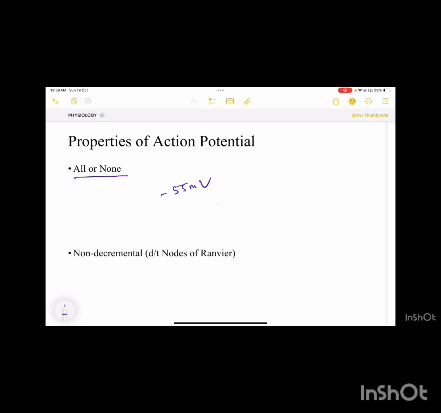Then it is non-decremental in nature. Throughout the length of the axon, the intensity of the action potential remains the same. It does not decrease over time, and it does not decrease with the length of the axon. And the third property is that it is orthodromic, that is, it travels only in the forward direction and never travels back. Why, we will see.